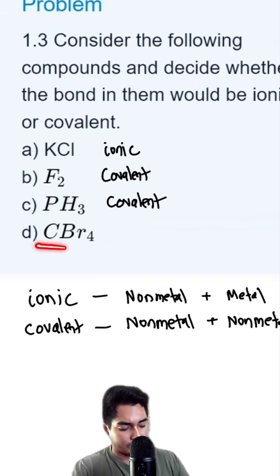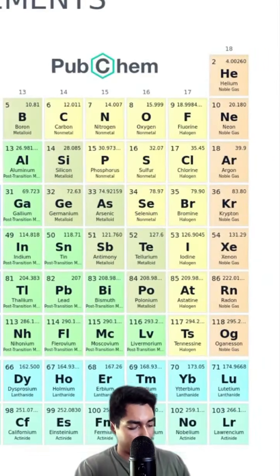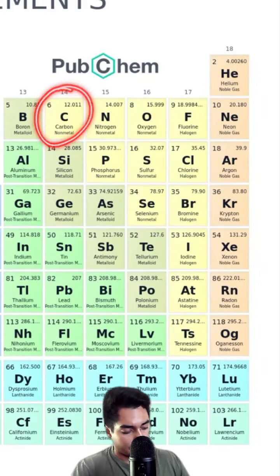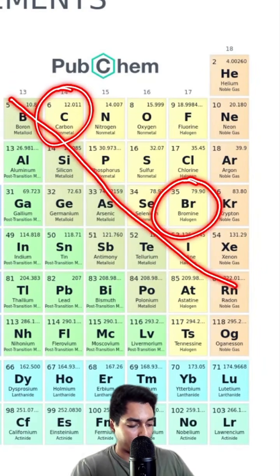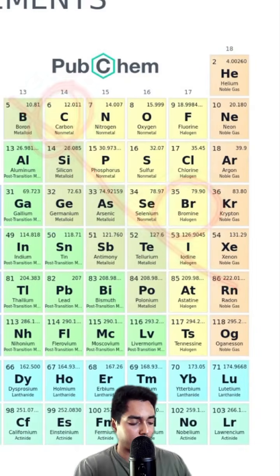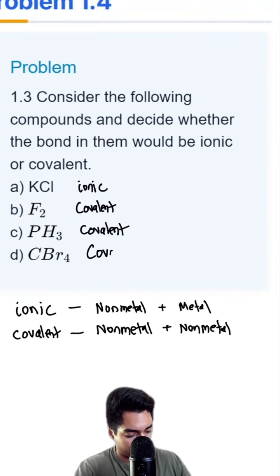Last but not least, we have CBr4. So let's take a look where C lives on the periodic table, right over here, and bromine lives right over here. So this is definitely on that right hand side here. So we have a nonmetal plus a nonmetal, and again, that is going to indicate that it is a covalent compound.